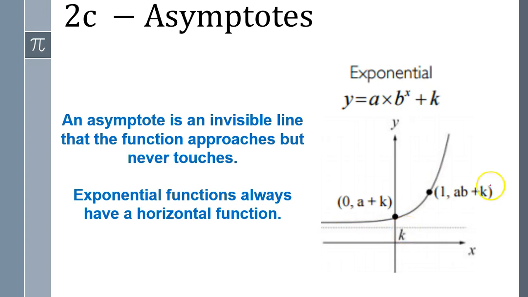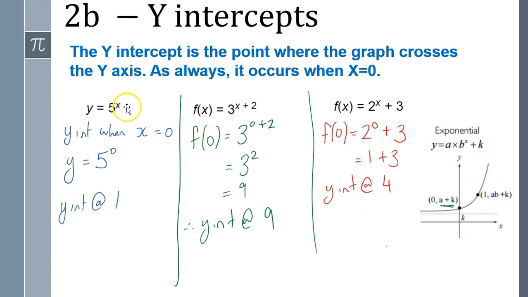Finding the asymptote is pretty easy. It's just k. Okay, so if you have a function like these ones back here, where there is no k, it's 0.